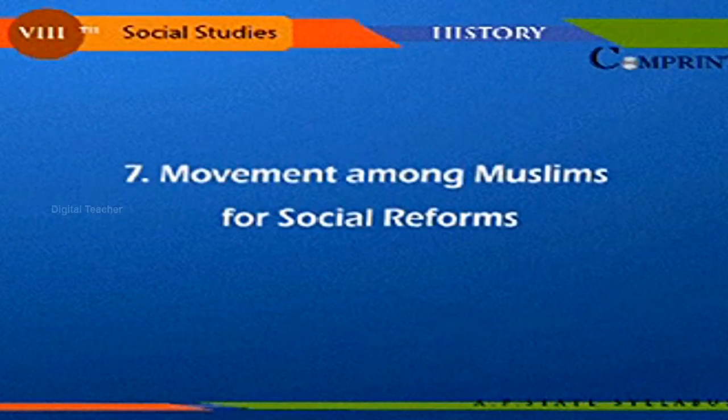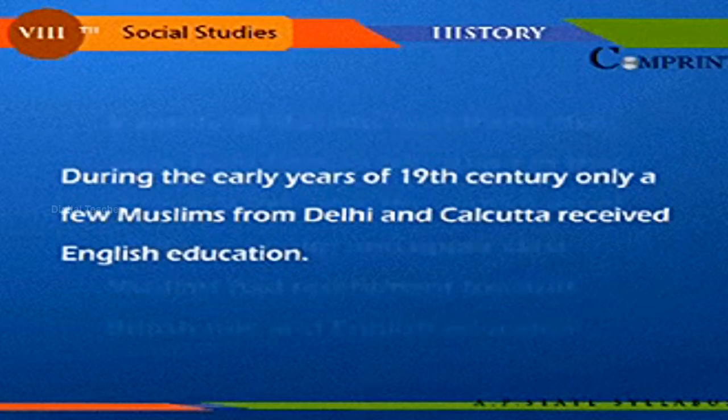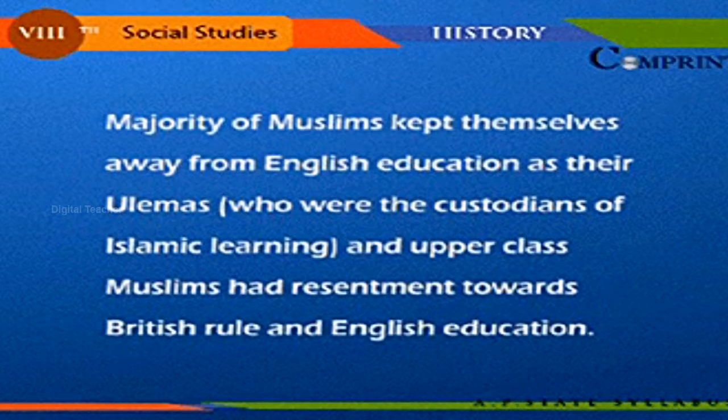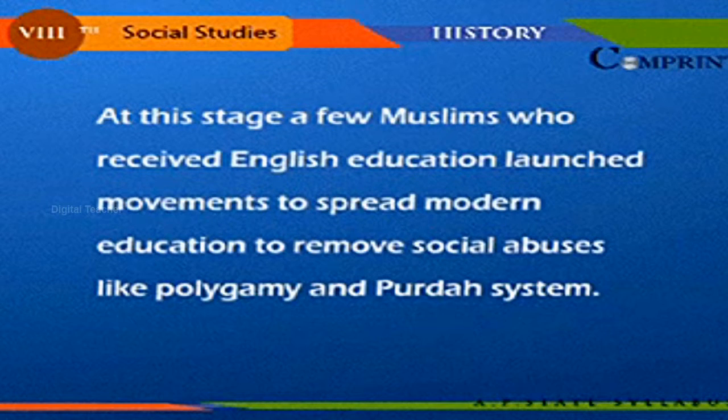Movement among Muslims for social reforms. During the early years of 19th century, only a few Muslims from Delhi and Calcutta received English education. Majority of Muslims kept themselves away from English education as their ulemas and upper-class Muslims had resentment towards British rule and English education. At this stage, a few Muslims who received English education launched movements to spread modern education and to remove social abuses like polygamy and parda systems.